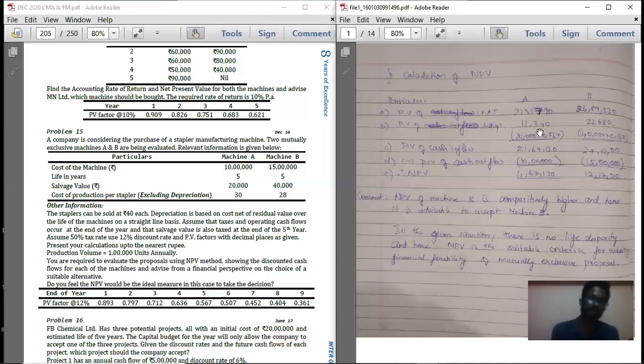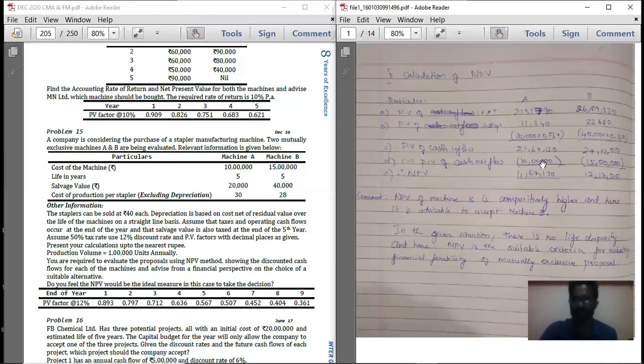So how much is the cash outflow they are doing? Under machine A 10 lakh, under machine B 15 lakh, which is expended on the first day, that is year 0 itself. So small d, less present value of cash outflow. Machine A column record 10 lakhs within bracket, and machine B column record 15 lakhs within bracket.